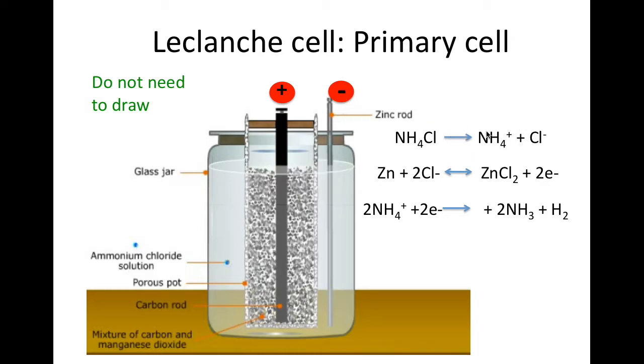So from this equation here, we have the ammonium ions. These ammonium ions move to the carbon rod, and the free ions of the carbon rod neutralize the ammonium ions, forming ammonia and hydrogen gas. The carbon rod becomes positively charged because it has lost some of its electrons, thus becoming a positively charged terminal, which is also known as the cathode.